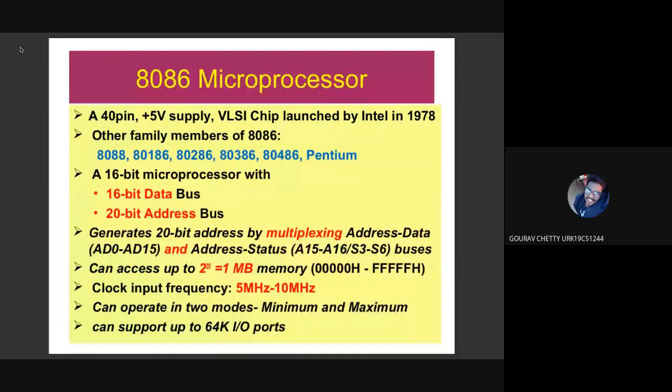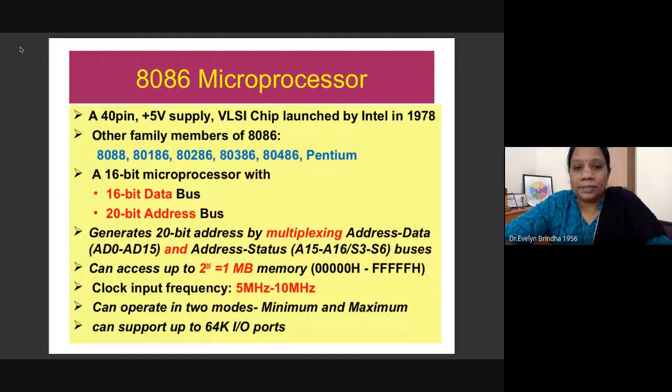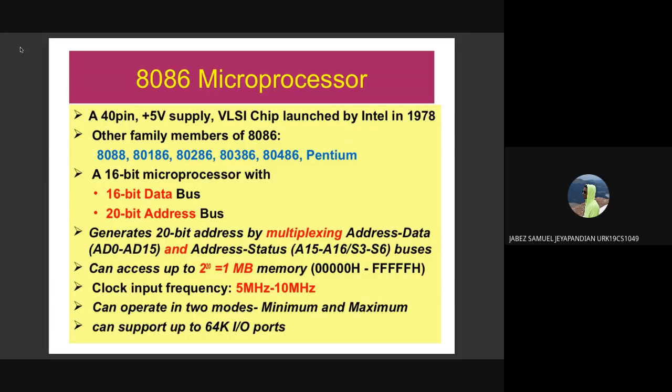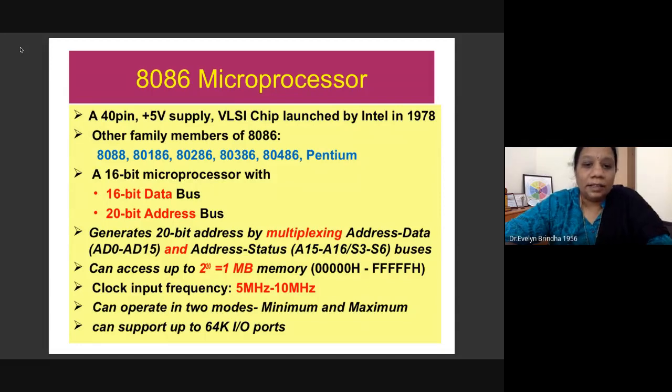Before going into 8086, let me just ask you very, very simple questions about 8085. What is the data bus size of 8085? Please don't disappoint me, try to answer these questions. What is the data bus size of 8085? 8-bit. Very good. What is the address bus size of 8085? 16-bit. Fantastic. Thank you.